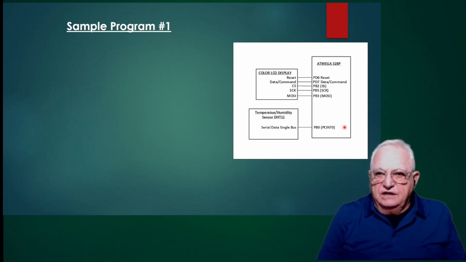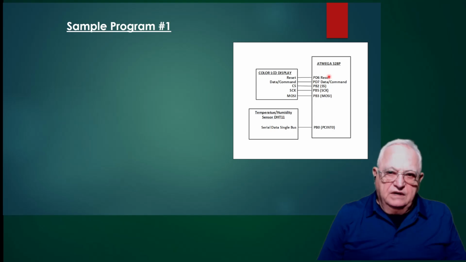So let's look at the wiring diagram, the schematic I should say. The temperature humidity sensor is hooked up by one line to PV0. That's the input capture pin. And it's a serial data bus, just one line. Then I'm also going to hook up the display, which has MOSI, clock, chip select, data command and the reset.